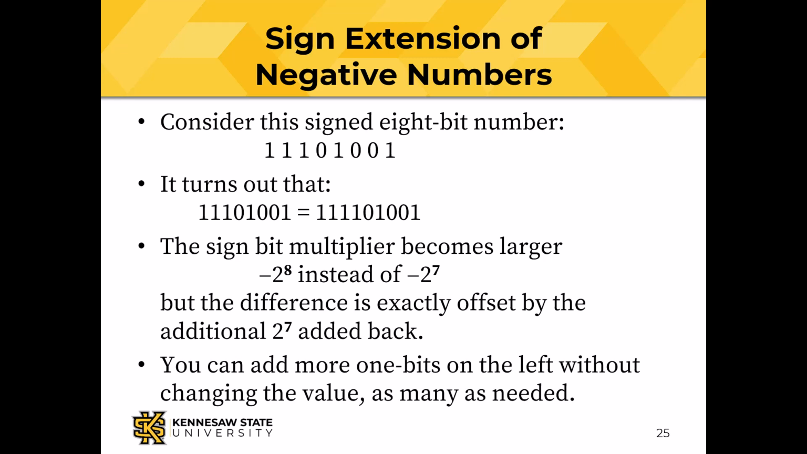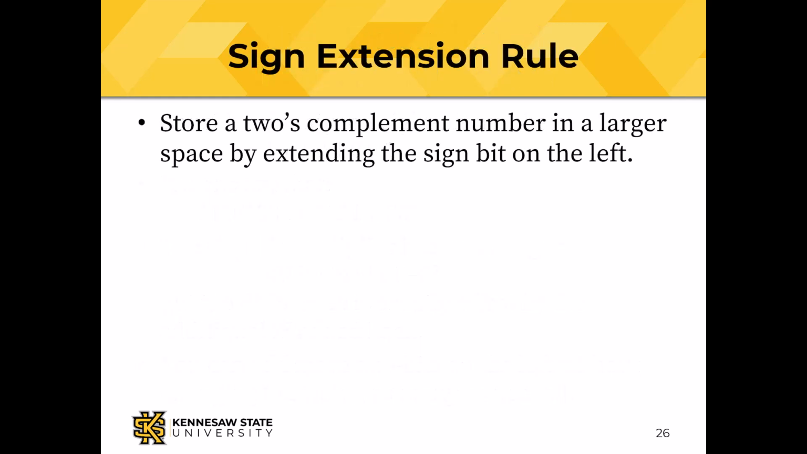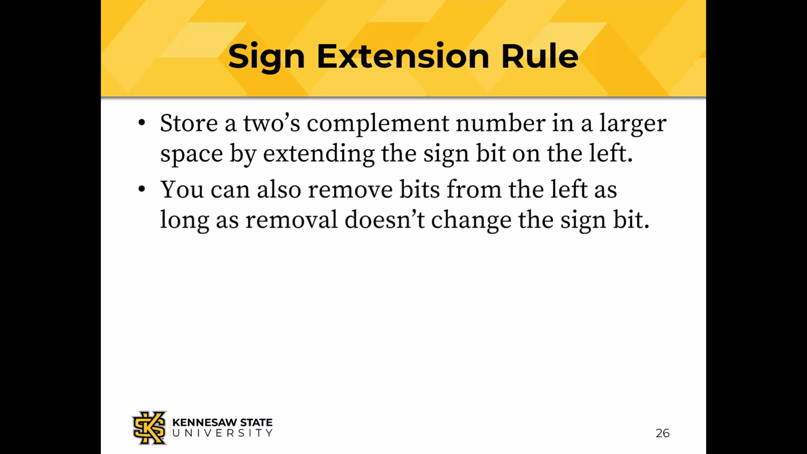I can add more 1 bits on the left without changing the value, and I can add as many of those 1 bits as I need. That leads us to the sign extension rule. I can store a 2's complement number in a larger space by extending the sign bit on the left. If the sign bit is a 0, I add zeros on the left. If the sign bit is a 1, I add 1s on the left. You can also remove bits from the left as long as removal doesn't change the sign bits.